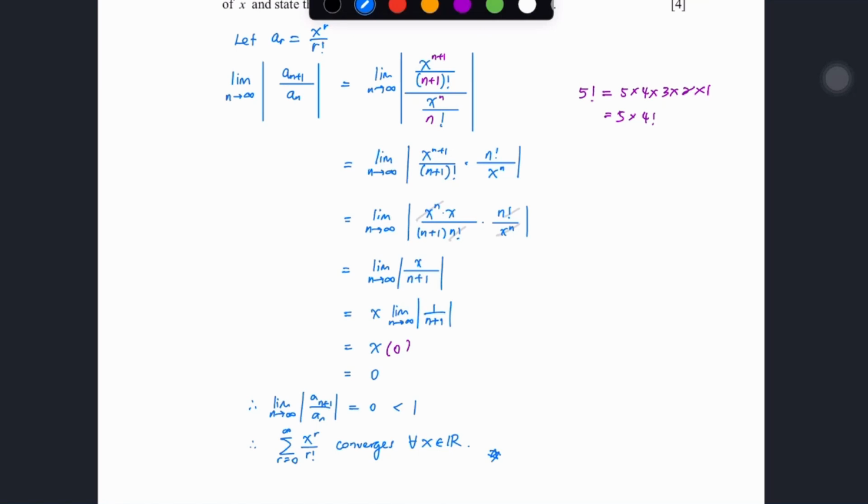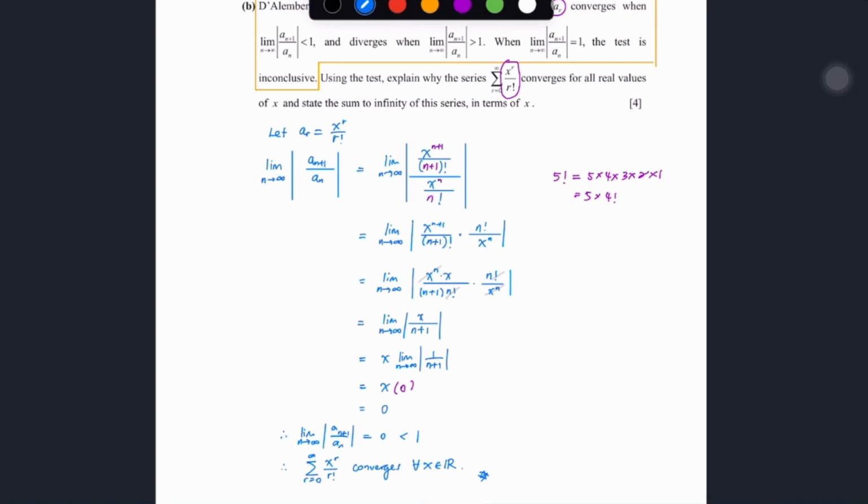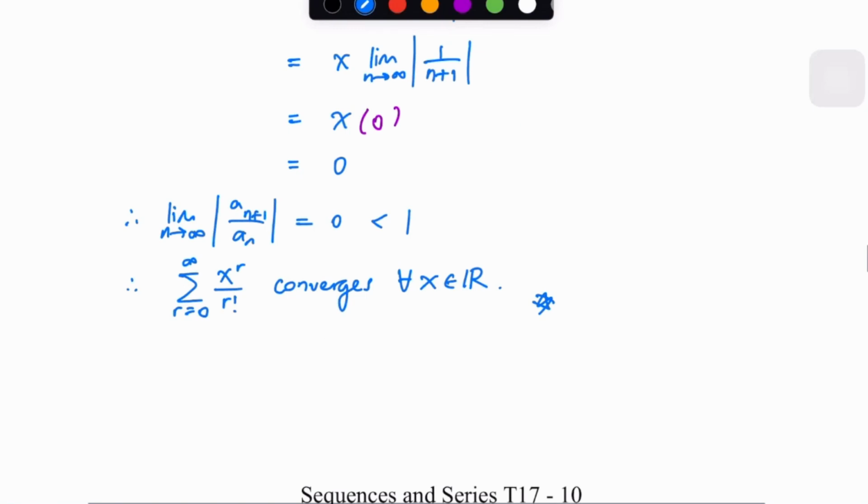Okay, let's look at part 2, more like the subsequent part. We have explained why it converges already. Then state the sum to infinity of this series in terms of x. So what is the sum to infinity? This one, you have to recognize. What is this?